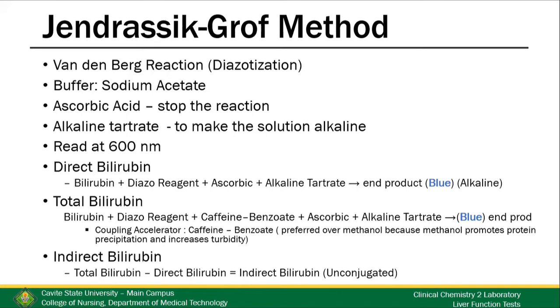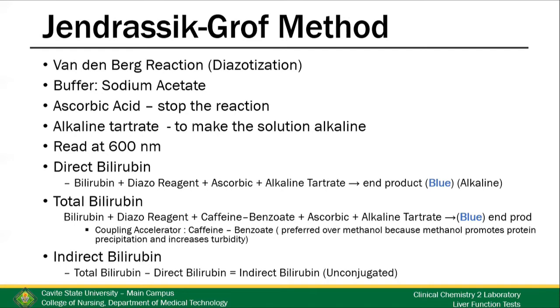Direct bilirubin is detected by adding the serum plus diazo reagent plus ascorbic acid to stop the reaction plus the alkaline tartrate. The end product is blue. For total bilirubin, serum is added plus the diazo reagent plus caffeine benzoate plus ascorbic acid and alkaline tartrate to make the solution alkaline. End product is blue. Coupling accelerator is caffeine benzoate. It is preferred over methanol because methanol promotes protein precipitation and increases turbidity. Same with the Evelyn-Malloy, indirect bilirubin is obtained from total bilirubin subtracted by direct bilirubin.